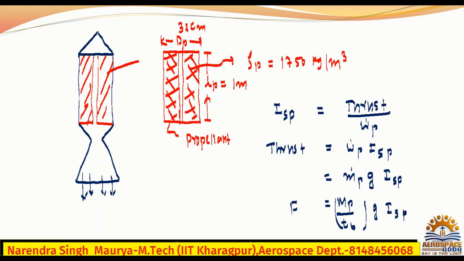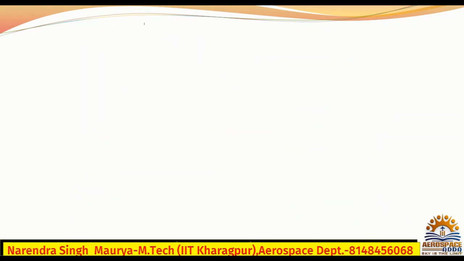Okay. Now a very familiar formula. What is the formula for the mass? Density is equal to mass per unit volume. Yes or no? What is the mass?